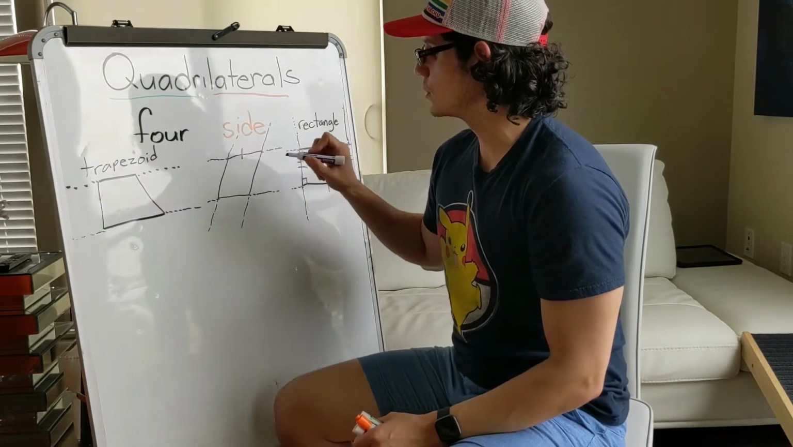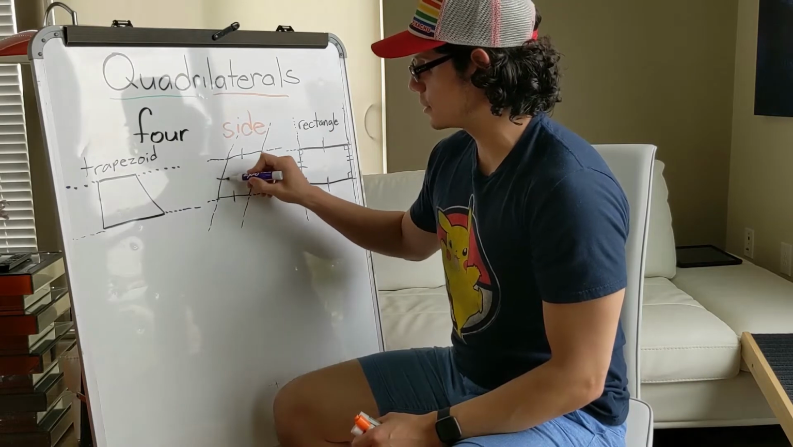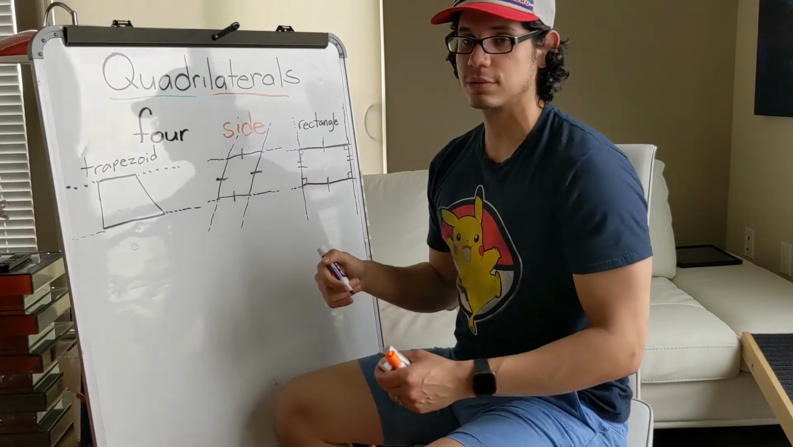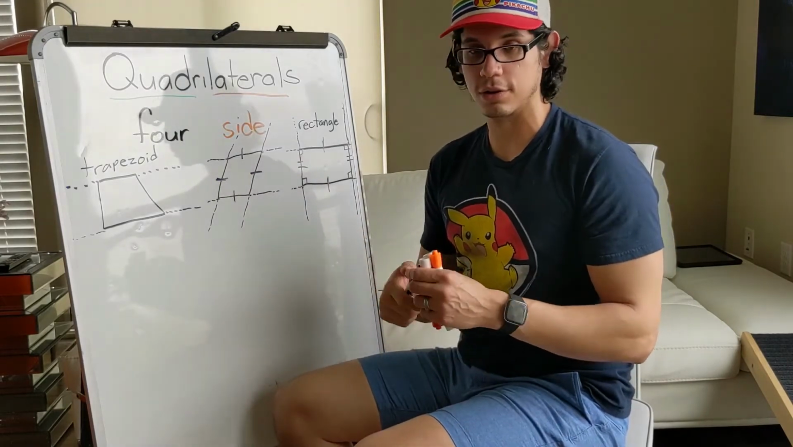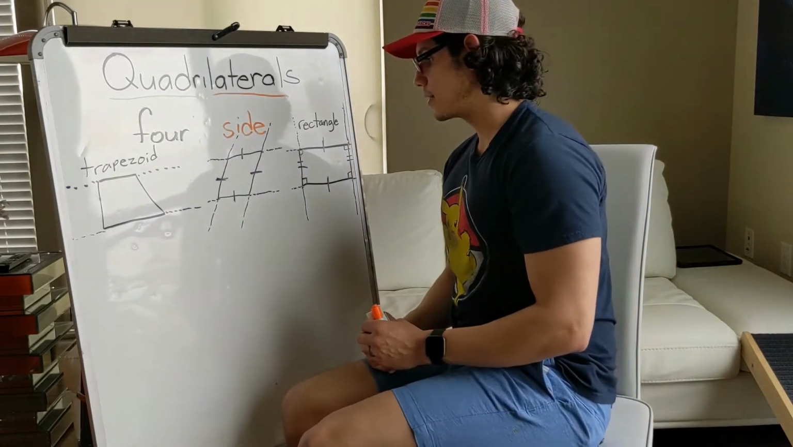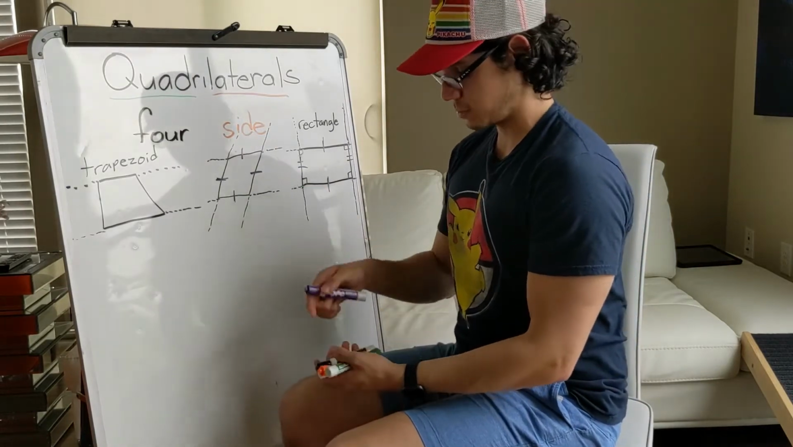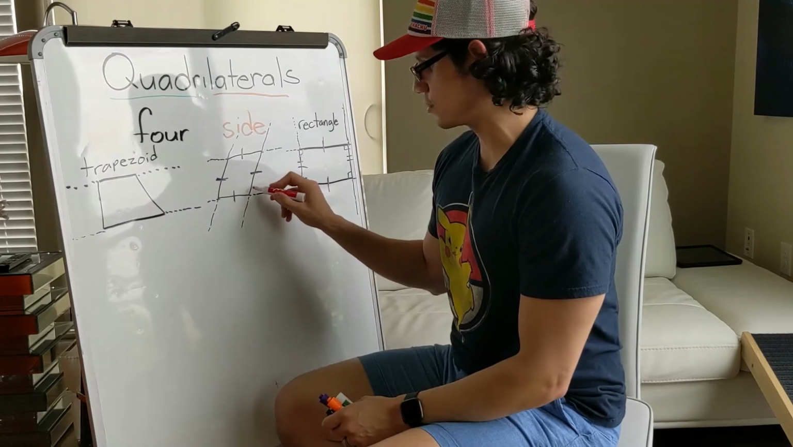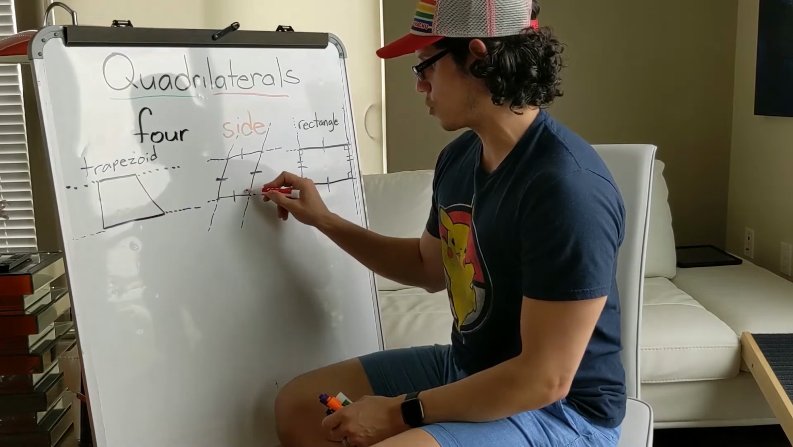One really cool thing about a rhombus is that all of its sides are equal. So this is equal in size, this is equal in size, this is equal in size, and this is equal in size. So all of its sides are equal in length. They are congruent, as we like to call them. Now the only difference is that here, in a rhombus, we don't have square corners.